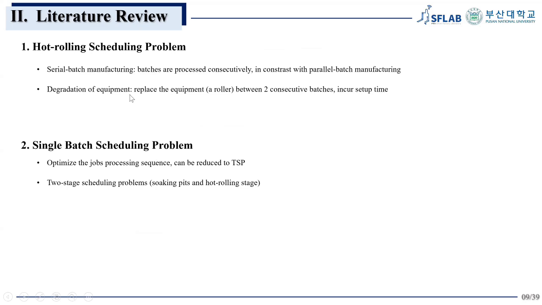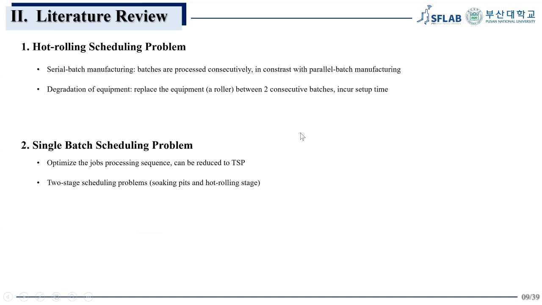The problem we consider here mostly relates to the hot rolling scheduling problem. These are a few characteristics of the process. First is serial batch manufacturing. It means that batches will be processed consecutively, in contrast with parallel batch manufacturing. And also, there is a consideration of the deterioration of equipment. It means that the setup time will be incurred between two consecutive batches.